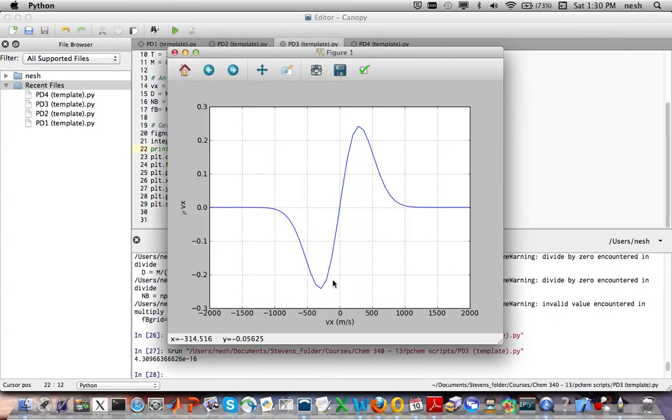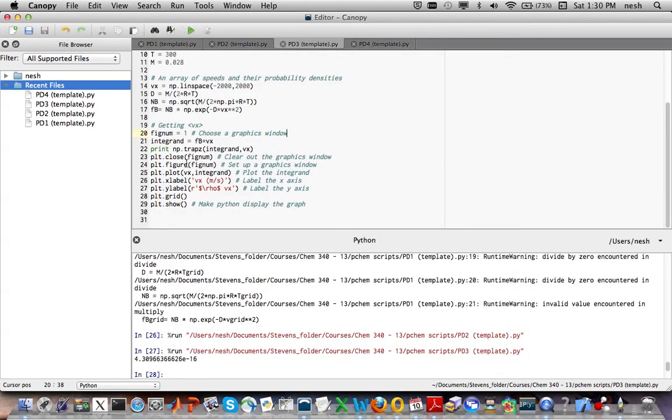Well, there's the integrand from minus 2,000 to plus 2,000, and how did the integral come out according to the trapezoidal rule? Looks like it came out to this very small number, which you'll have to figure out how to interpret.